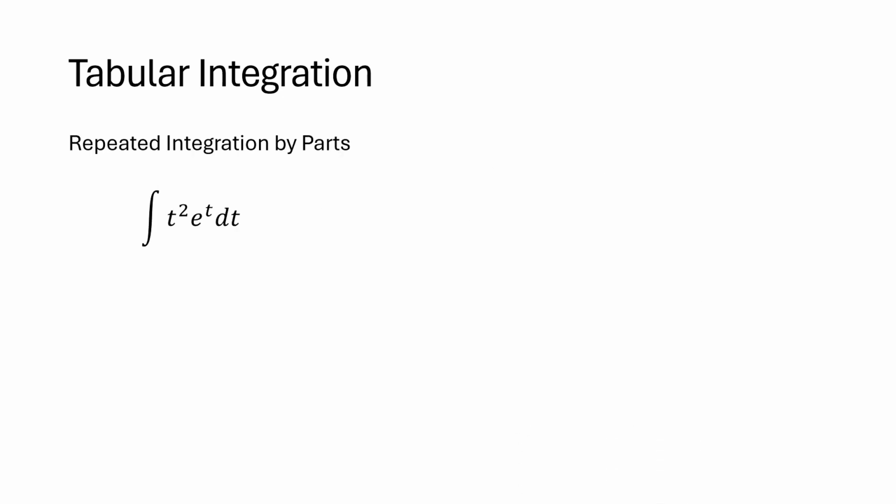Sometimes you will have to repeat this process, which brings up tabular integration. For an expression like the integral of t squared times e to the t dt, you could repeat integration by parts until you have solved it.